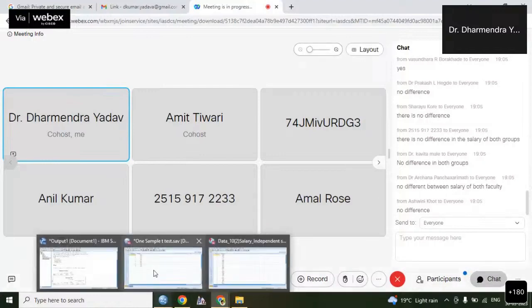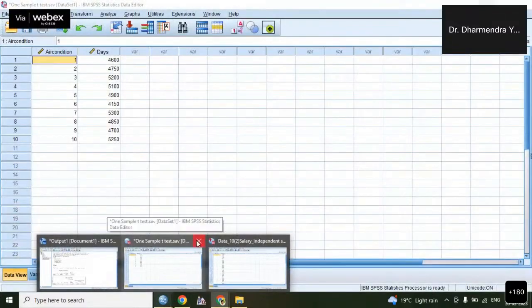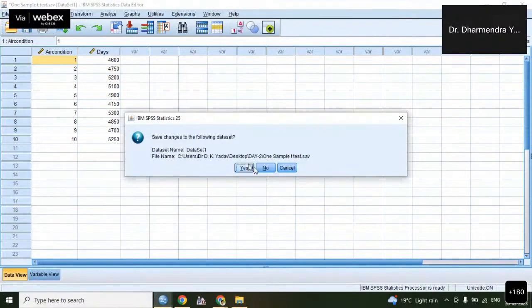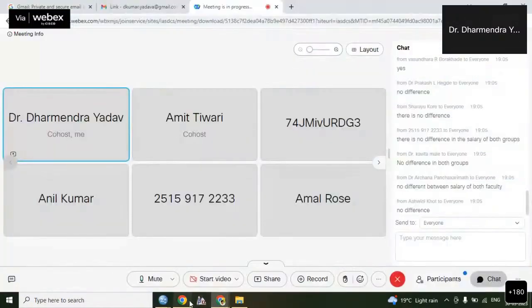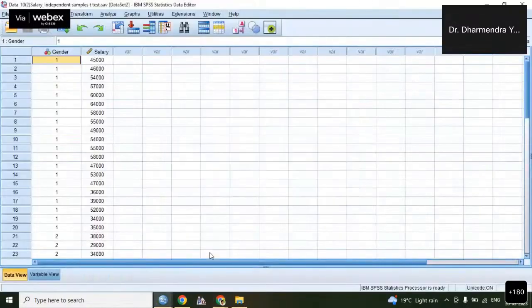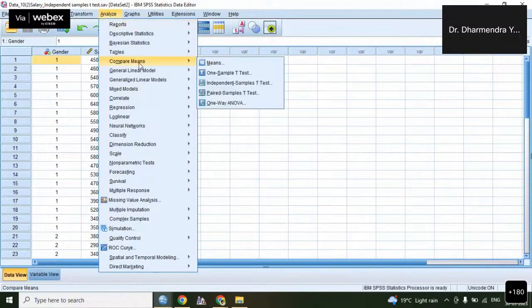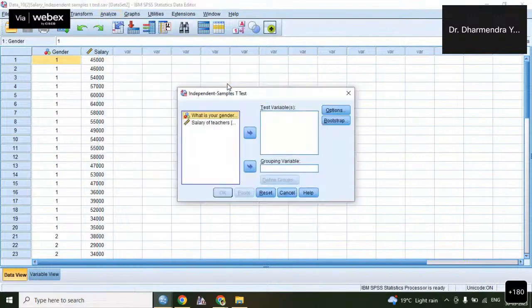Let's check. So we have this group. Now we go to Analyze, then Compare Means, then we have Independent Samples T-Test, right? One sample t-test, independent sample t-test, paired sample, and one-way ANOVA. These four parametric tests are used for testing of means. So here, this is our case of independent sample t-test.